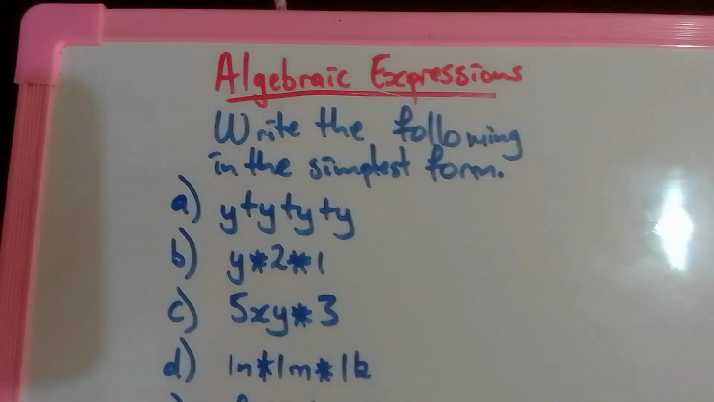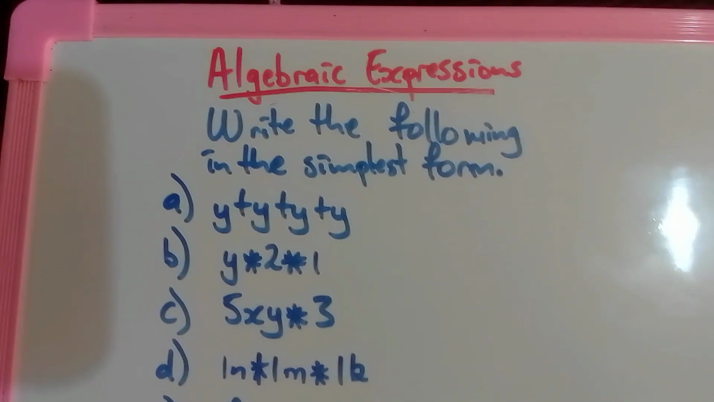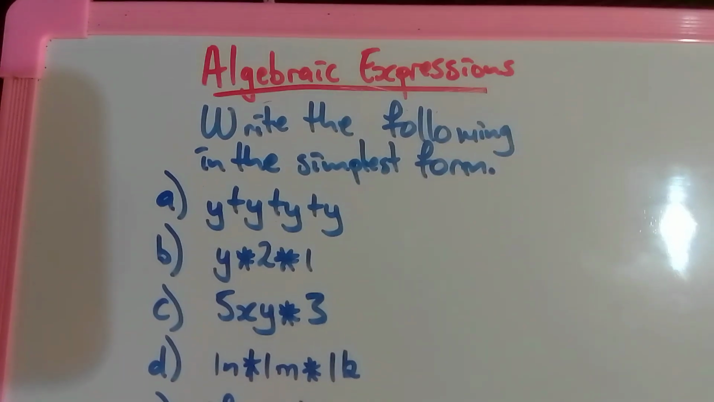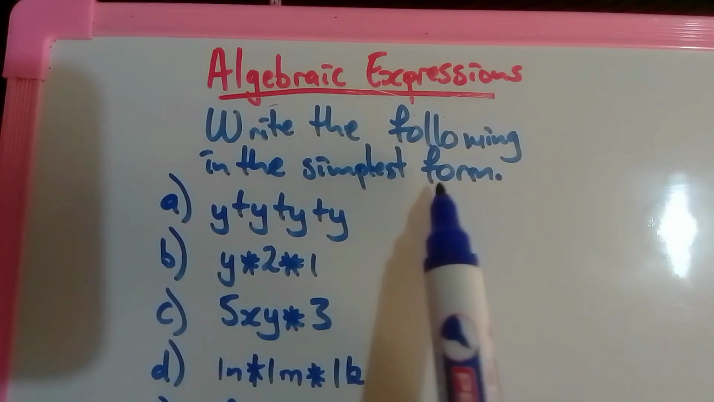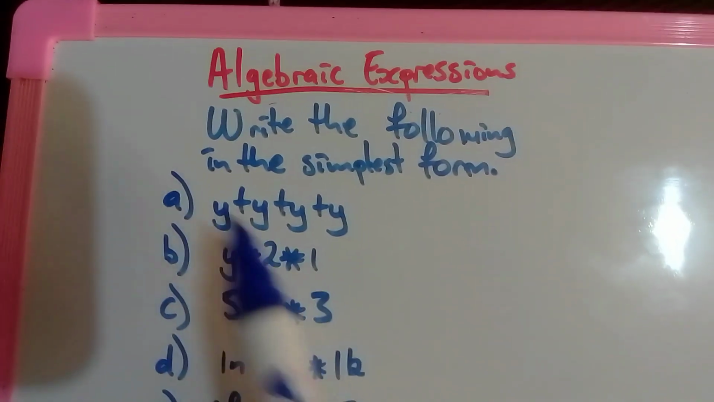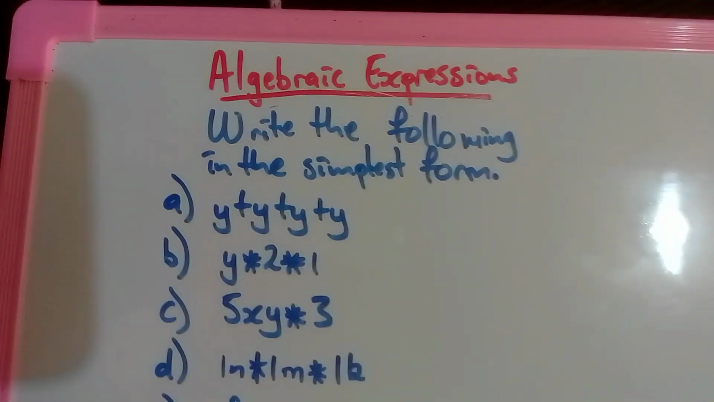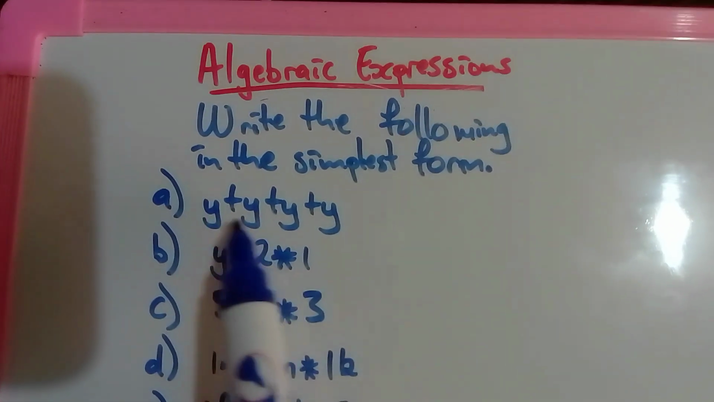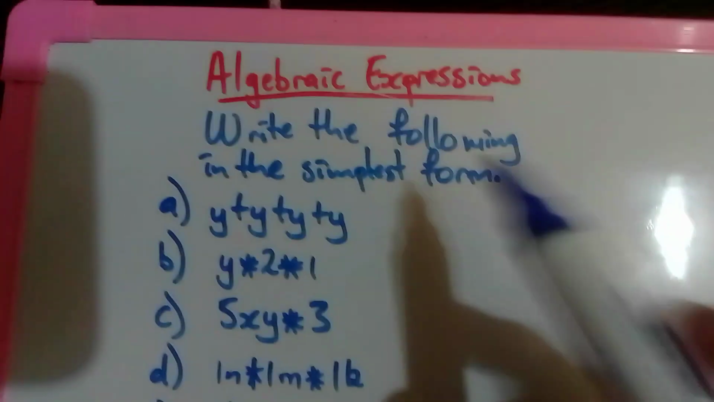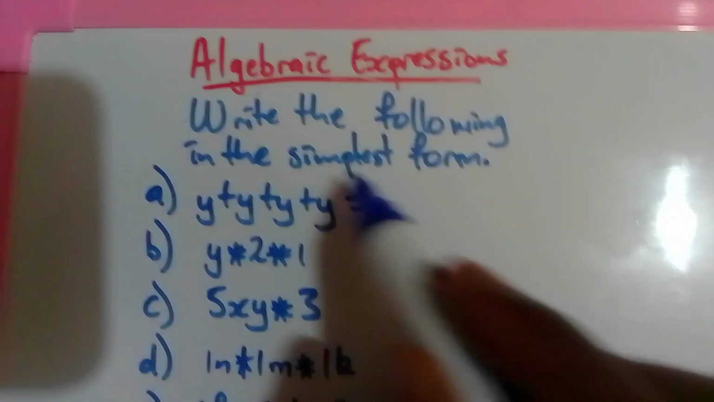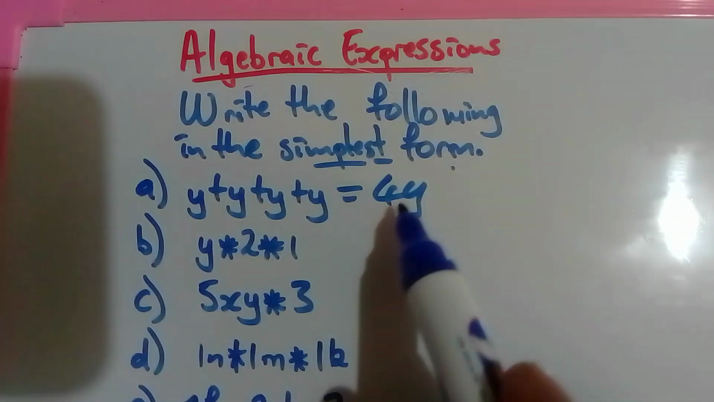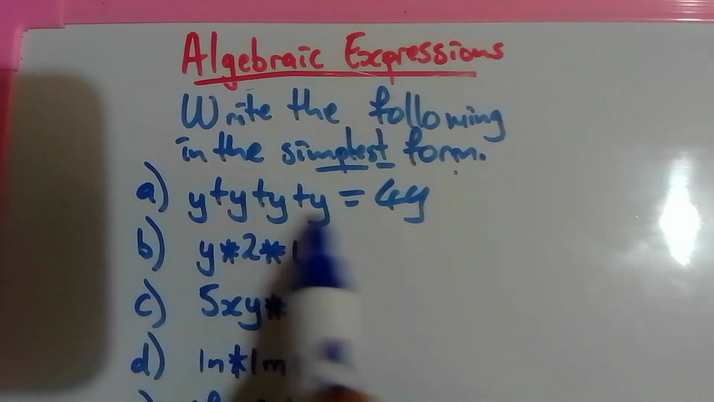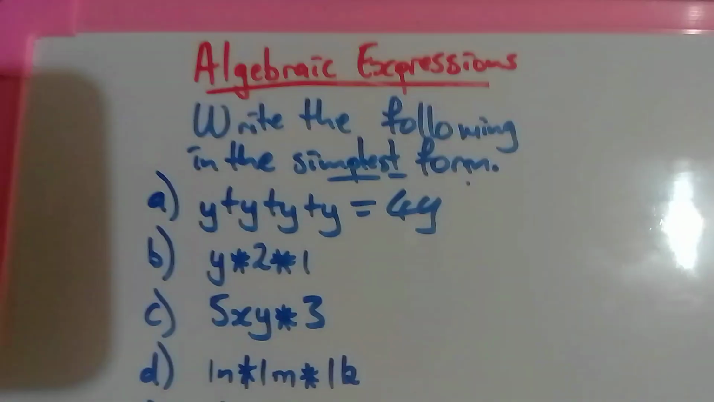Alright, welcome back to the video on algebraic expressions. We are continuing. So here we have: write the following in the simplest form. We are given y plus y plus y. So how many y's do we have? 1, 2, 3, 4. So our answer here, when they say in the simplest form, it's 4y. This is simpler to write compared to writing multiple y's.